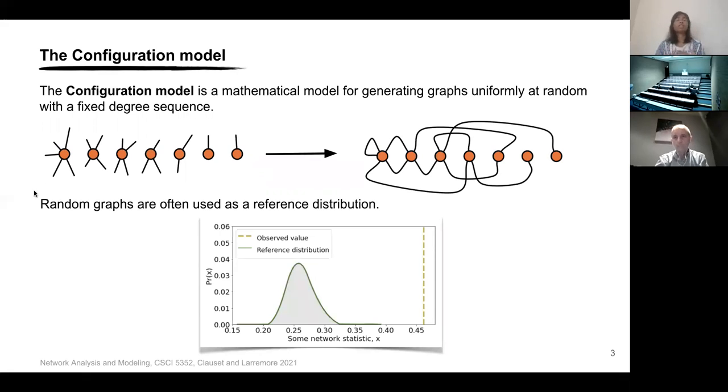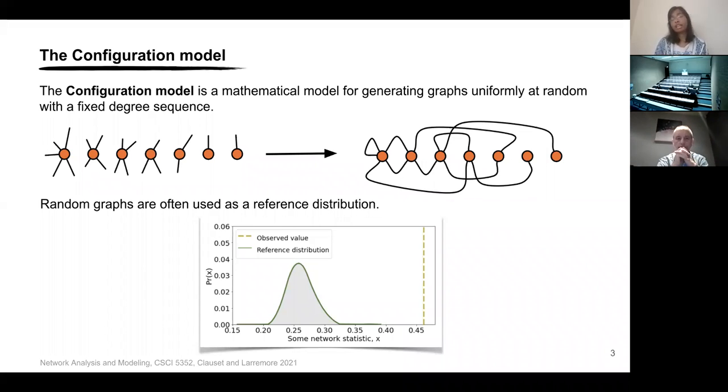Now, one of the cases where random graphs are used very often is as a reference distribution. Say, for example, we have an empirical network at hand, and we observe some network statistics. Say we compute its clustering coefficient, and then we ask the question: if we keep just the degree sequence the same and randomize everything else, so we randomize the edges in the network but keep the degrees of the nodes the same, then do we observe the same or a similar clustering coefficient?